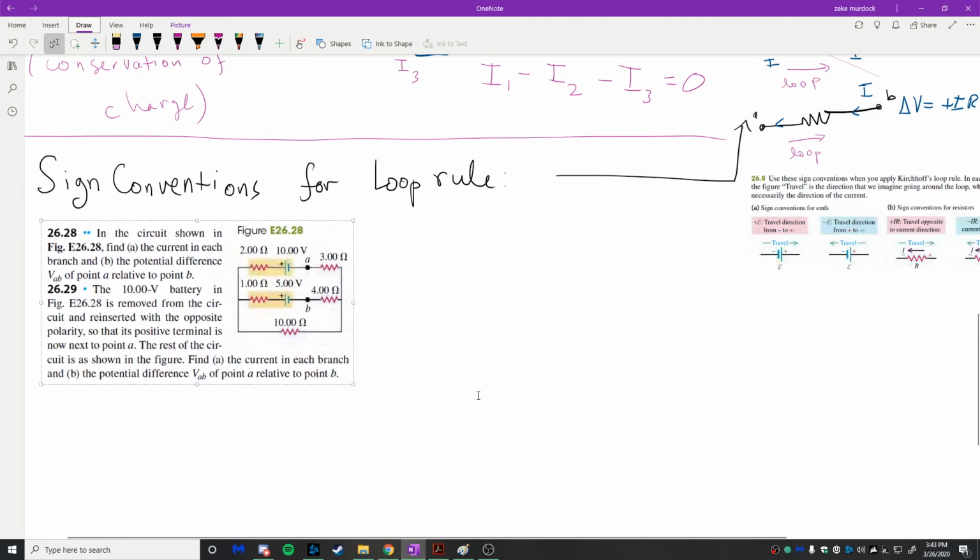This problem is a good loop rule problem. So 26.28 is the one we're going to do right here. It says, in the circuit shown in this picture, where you have a battery and then all these resistors, we want to find the current in each branch of the circuit and the potential difference VAB of point A relative to point B. Then this is a different problem with the same picture, but we're just going to do 28. I think this is actually a homework problem you guys have.